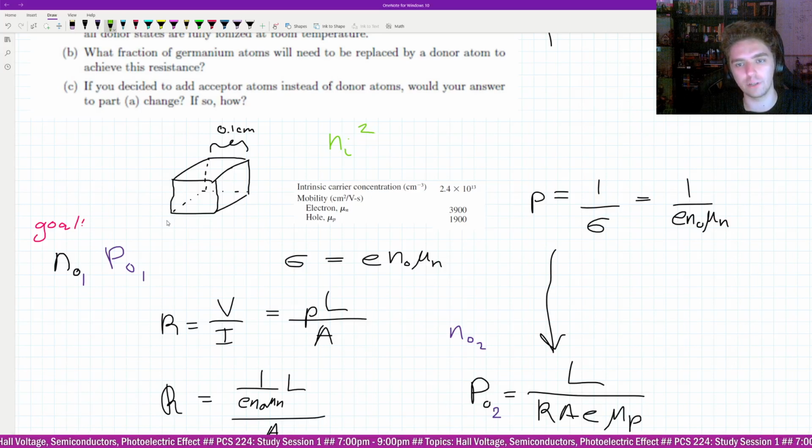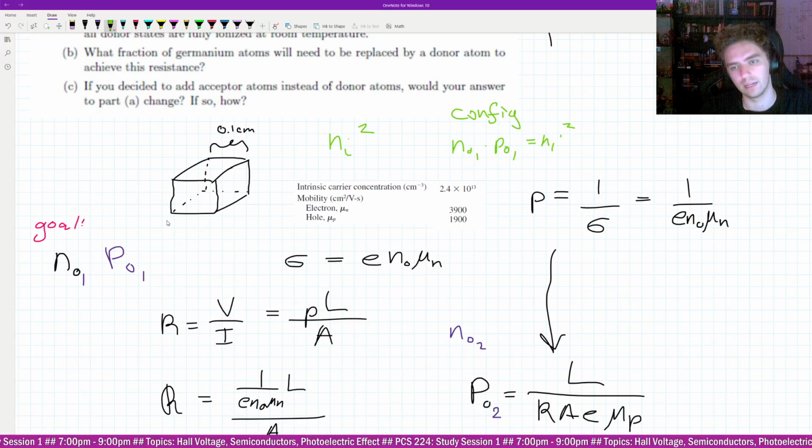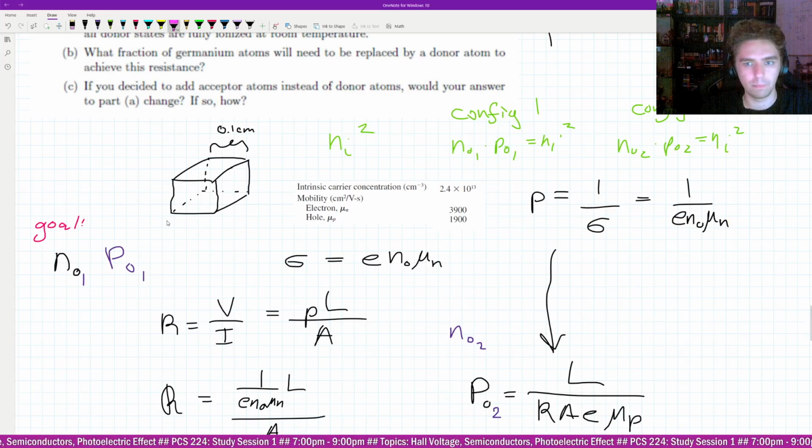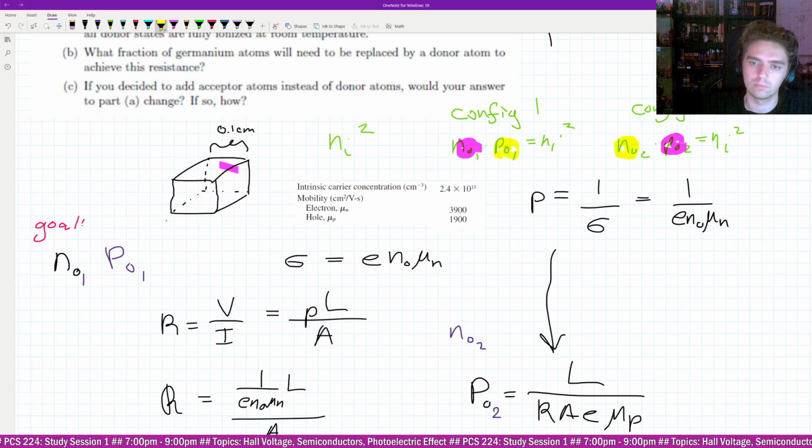But then whenever you have a configuration of it, let's say you have configuration 1, right? Then N01 times P01 will multiply to Ni squared. And then if you have configuration 2, you'd have N02 times P02 also equal Ni squared. But what I'm trying to say is that these are not related. Think about area. Area is equal to length. Sorry, I just want to make a point that right here, we have these two configurations.